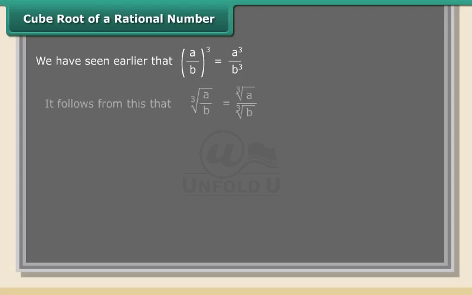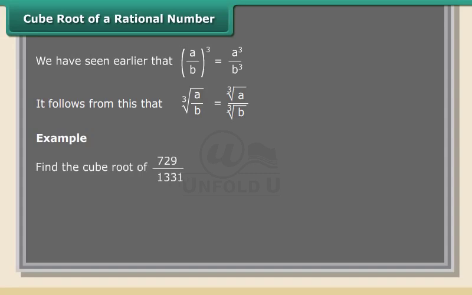Cube root of a rational number. We have seen earlier that (A upon B) whole cube is equal to A cube upon B cube. It follows from this that cube root A upon B is equal to cube root A upon cube root B.